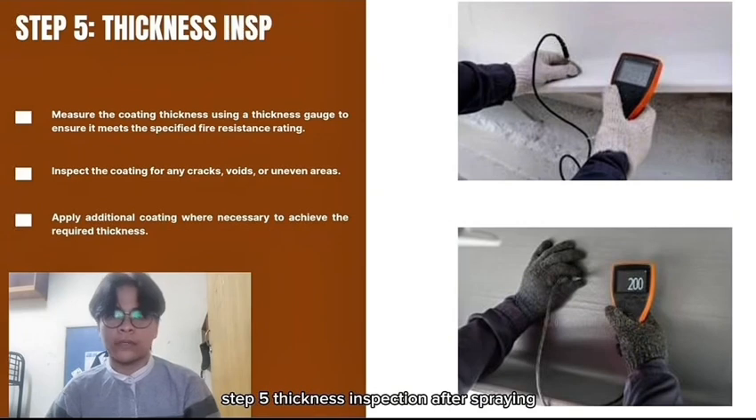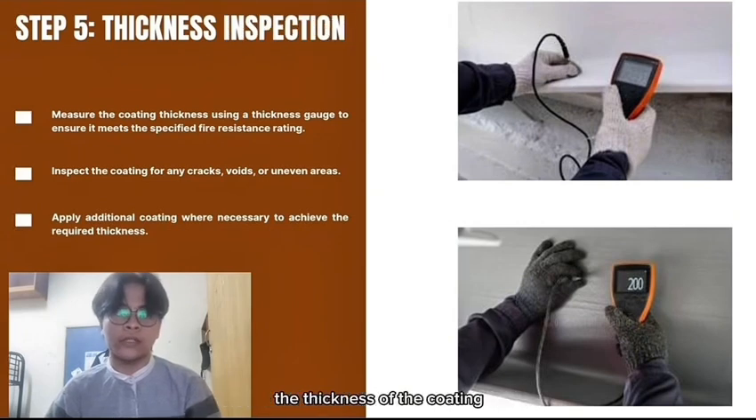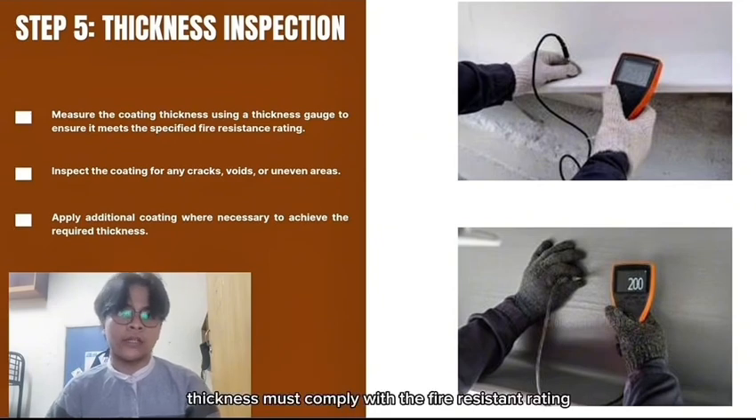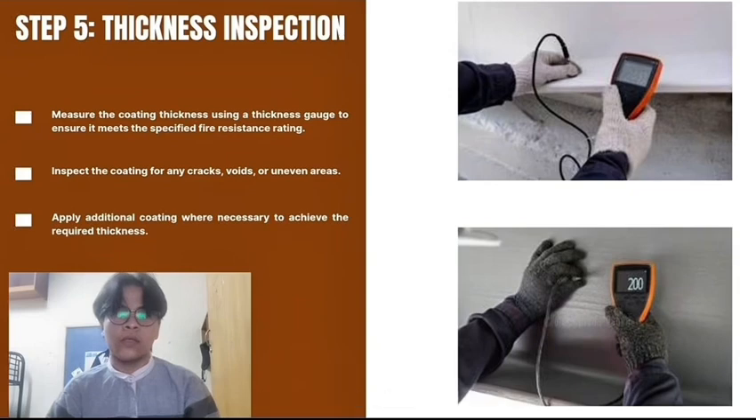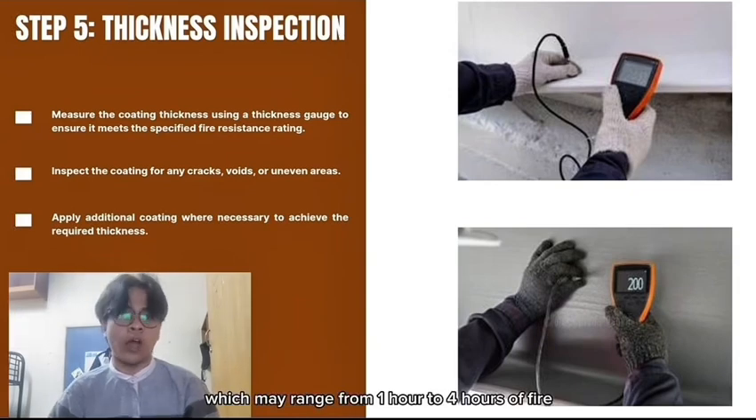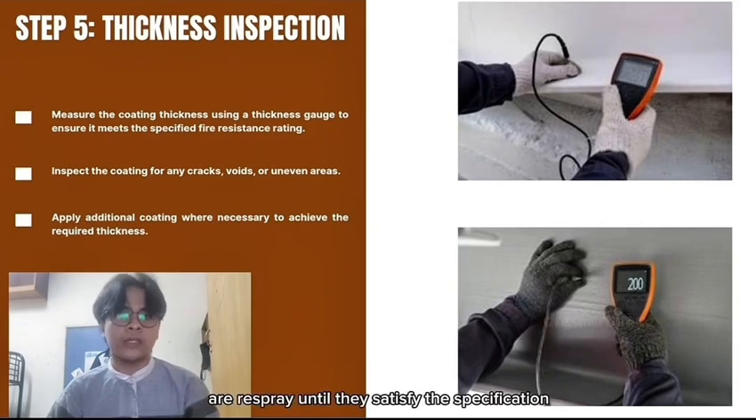Step 5. Thickness inspection. After spraying, the thickness of the coating is measured using a wet film gauge or depth gauge. The measured thickness must comply with the fire resistance rating specified in the project drawings, which may range from 1 hour to 4 hours of fire protection depending on the building requirement. Areas that do not meet the required thickness are resprayed until they satisfy the specification.